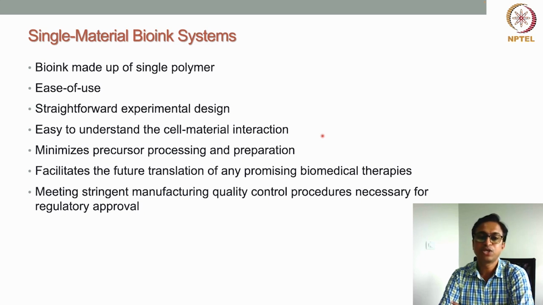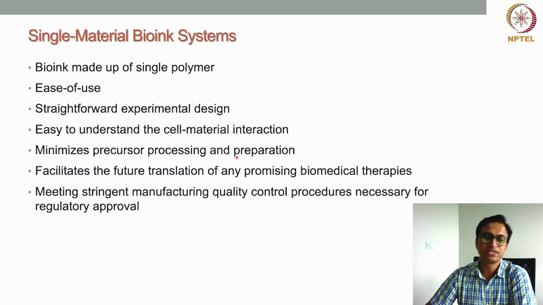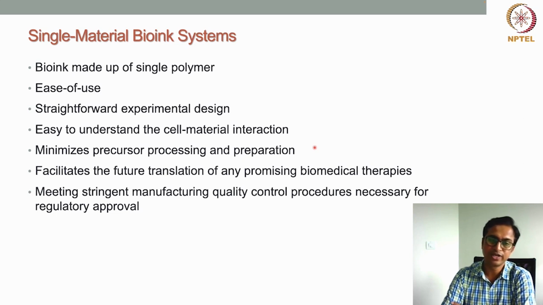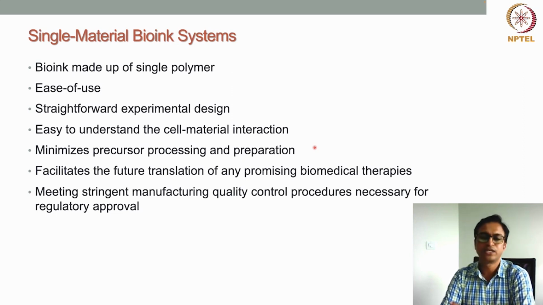The other thing is that because it is composed of a single material, it is very easy to prepare and process. That means it minimizes precursor processing and preparation. The preparation procedure of a single material bioink system is very easy, because you can make that bioink just by mixing one polymer or hydrogel in a particular solvent, and then you can directly use it as a bioink.